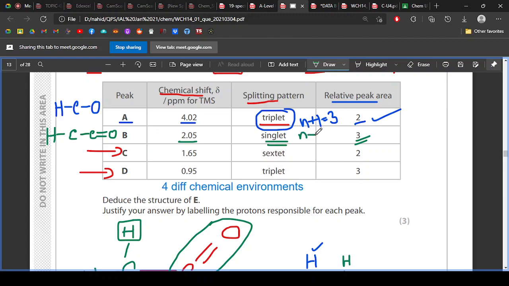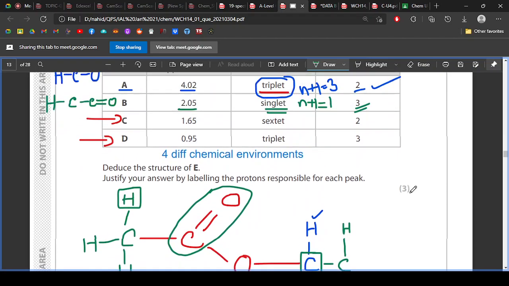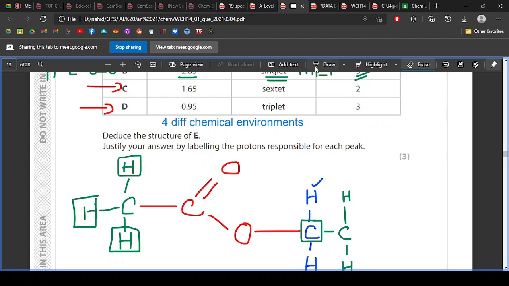That means the value of n plus 1 must have been 1. And the value of n in that case is how much? n is 0. Why is n 0? Because there are no neighbors, no neighboring hydrogens at all. That's why. All right, so look at these 3 hydrogen atoms. Do they have any neighboring hydrogen or not? They don't actually, because their neighbor is this carbon, and this carbon has no hydrogen. Is that clear? Yes. So my structure is matching with the data.